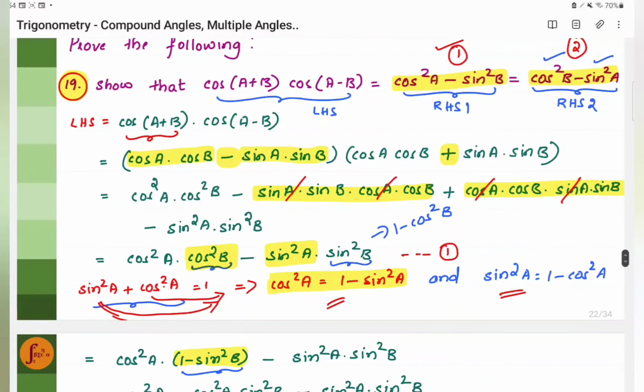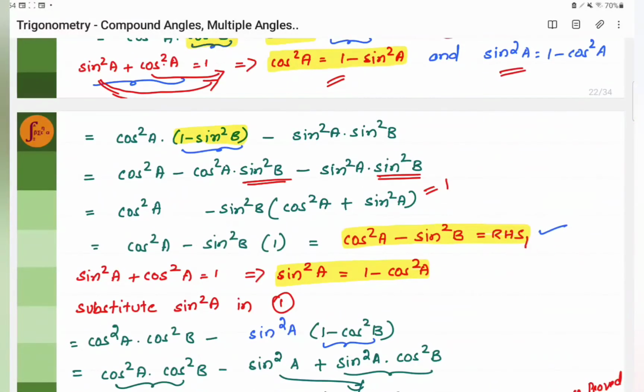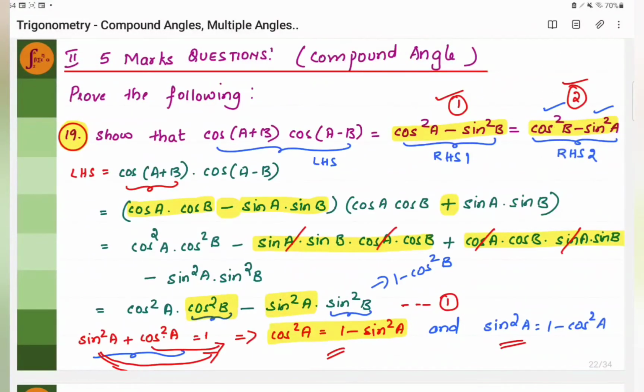This is the first expression. So we have proved this. This is RHS 1, we have proved. Now we need to prove this second statement. We need to get the second statement.